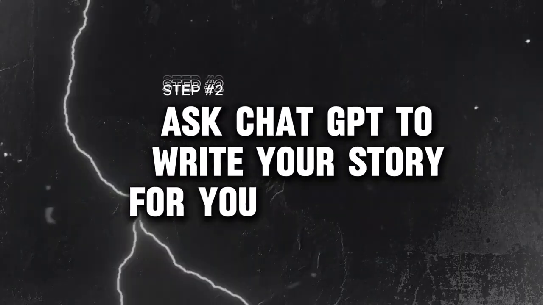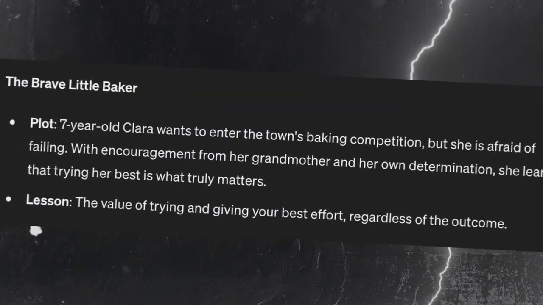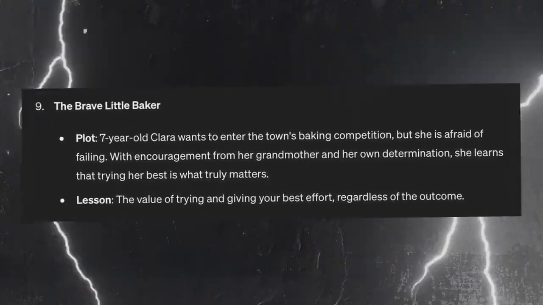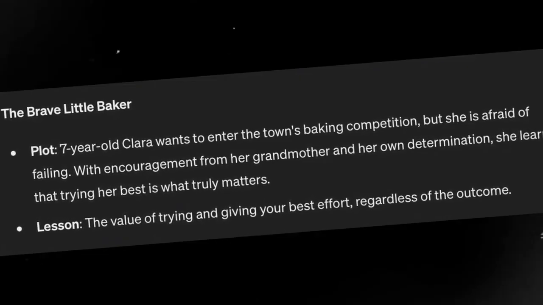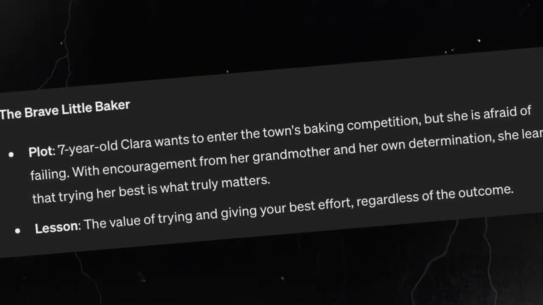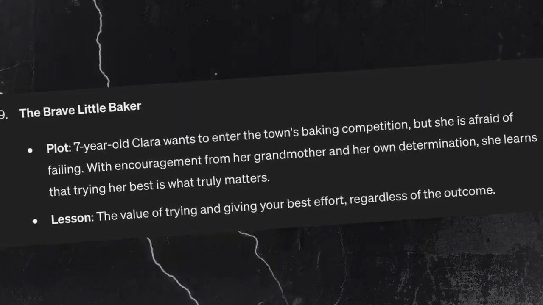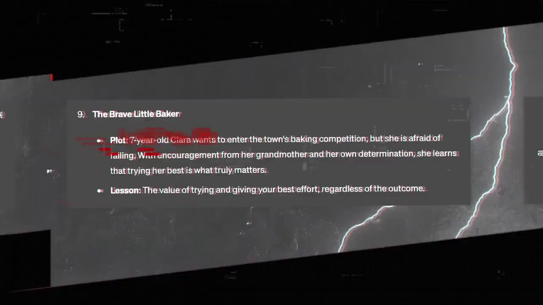Step 2. Ask ChatGPT to write your story for you. Let's say the one that caught your eye the most was number 9, The Brave Little Baker. It even has this little synopsis that says it's a story about 7-year-old Clara who wants to enter the town's baking competition but is afraid of failing. With encouragement from her grandmother and her own determination, she learns that trying her best is what truly matters.